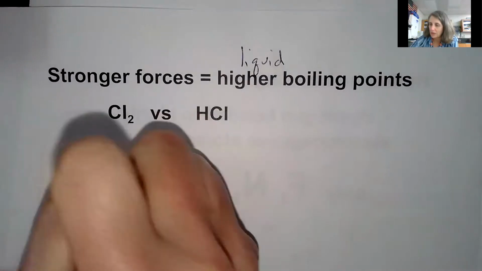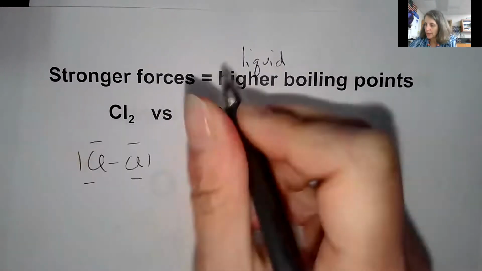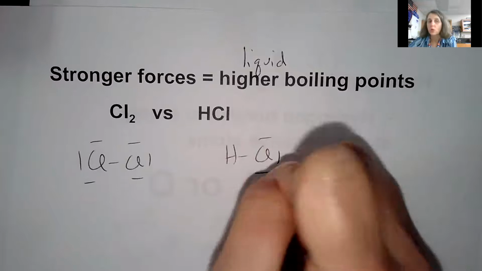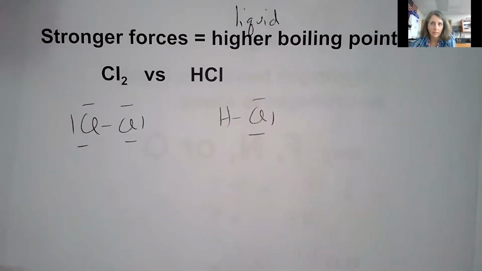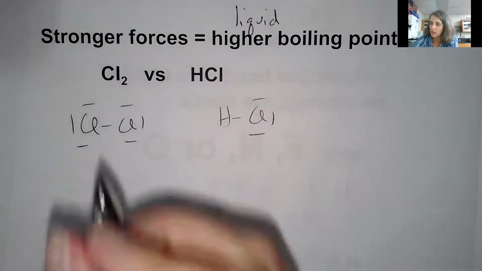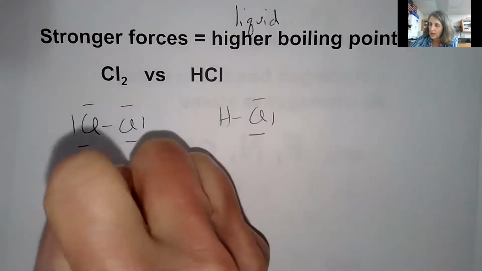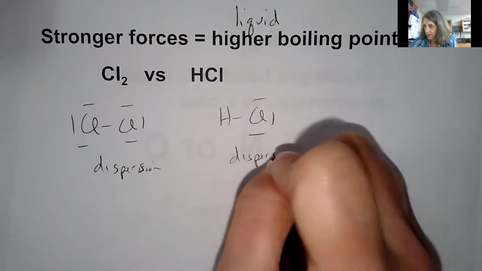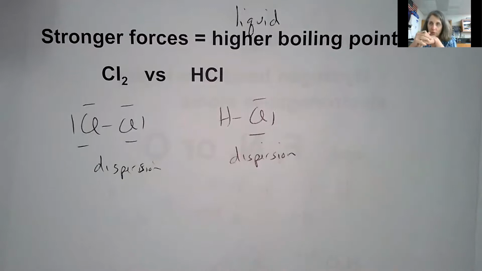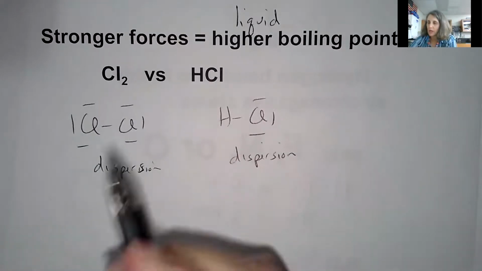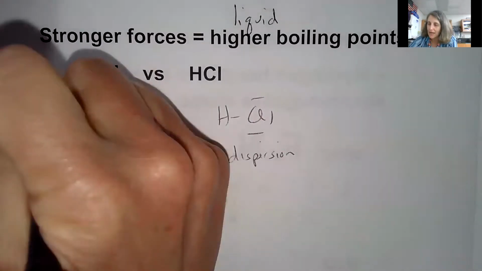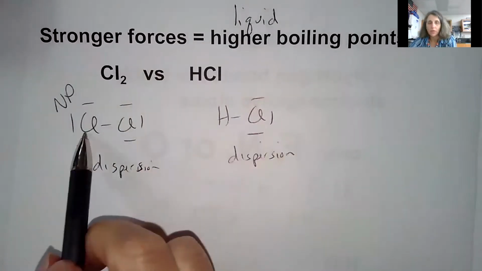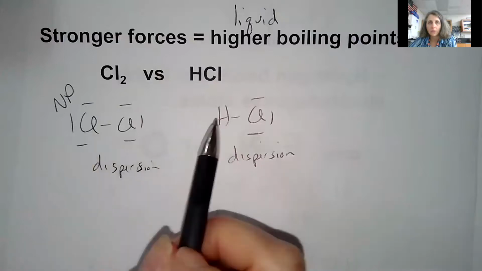So for these comparisons, I'm always going to encourage you to draw the molecule so you could see what it is, and then explain which one has the higher boiling point. So understand that Cl2 and HCl both have dispersion forces because everything's always going to have dispersion forces. But what you have to look at: does it have anything besides dispersion? So Cl2 is a non-polar molecule, okay? They are both the same atom, so it's going to be non-polar.